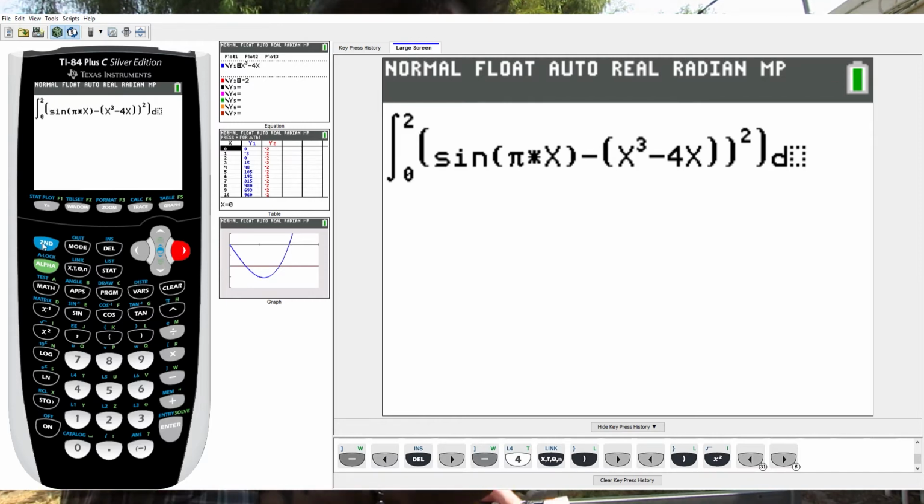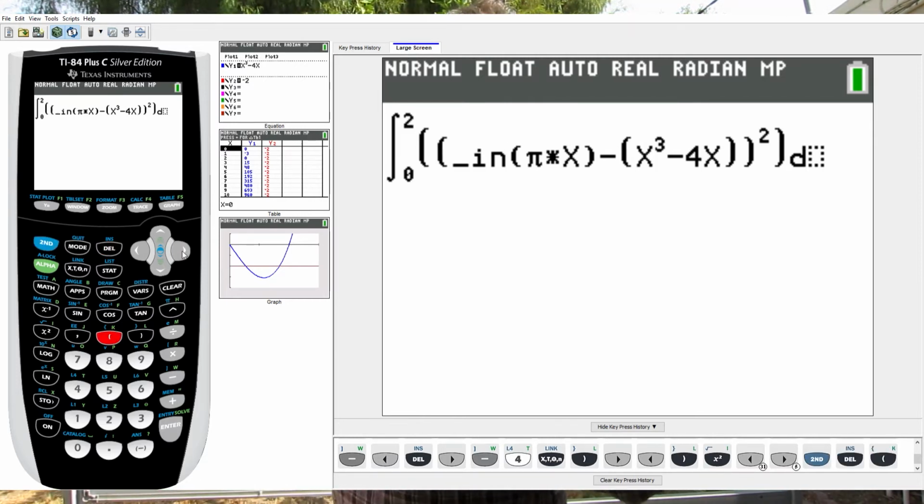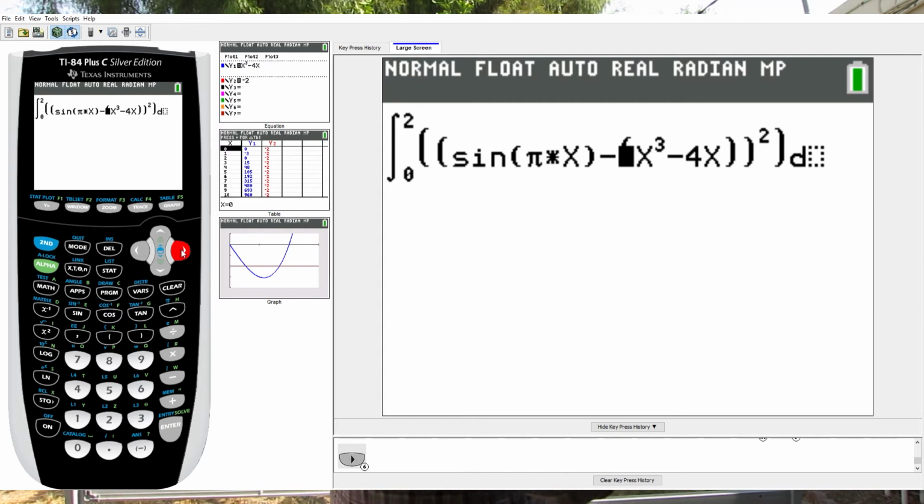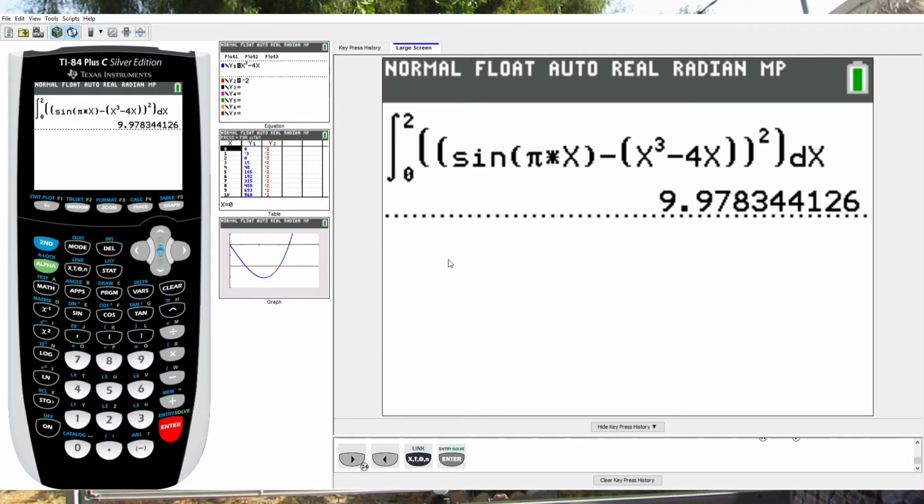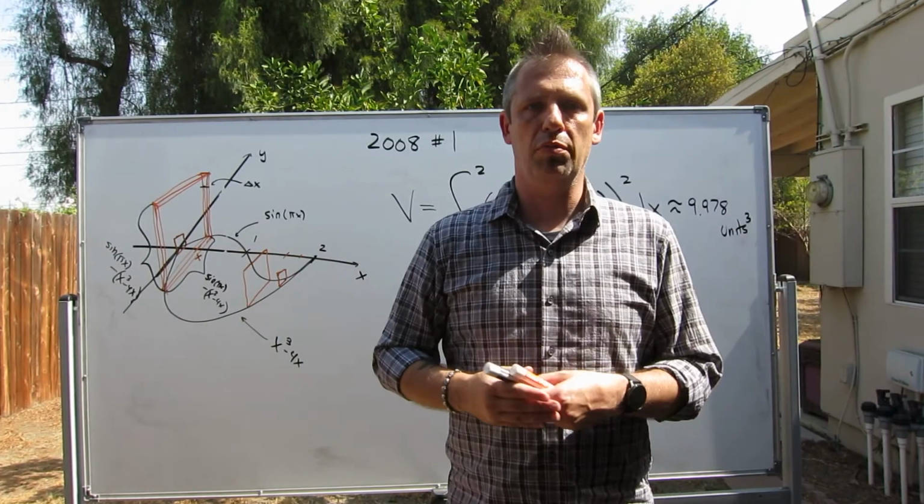And I come out, it takes it a little while, but I end up getting that the answer is approximately 9.978. And this time these would be cubic units. We don't have units here, but this would be units cubed. It is, after all, a volume problem.